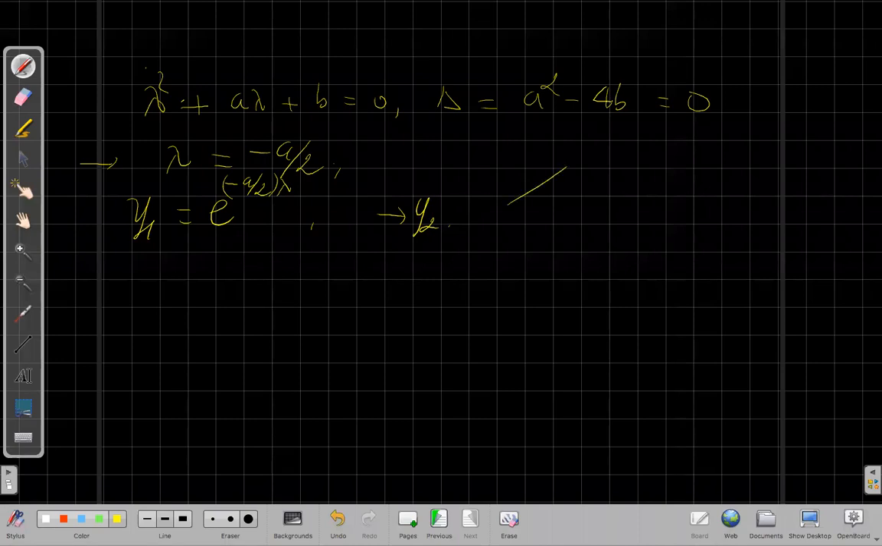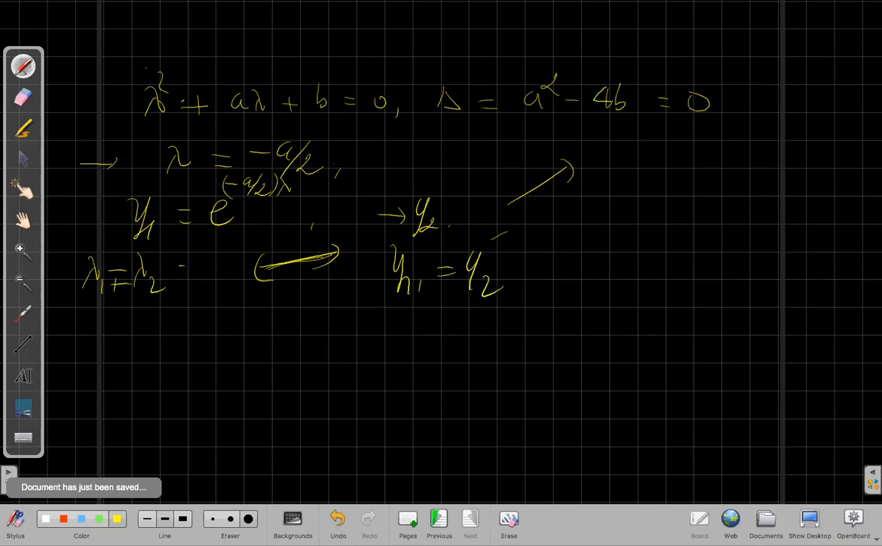So remember that even though in the characteristic equation we have a double root, the second order equation must still have separate y1 and y2. You should keep in mind that even though we have lambda 1 equal to lambda 2, it doesn't mean we have y1 equal to y2. It's completely different.